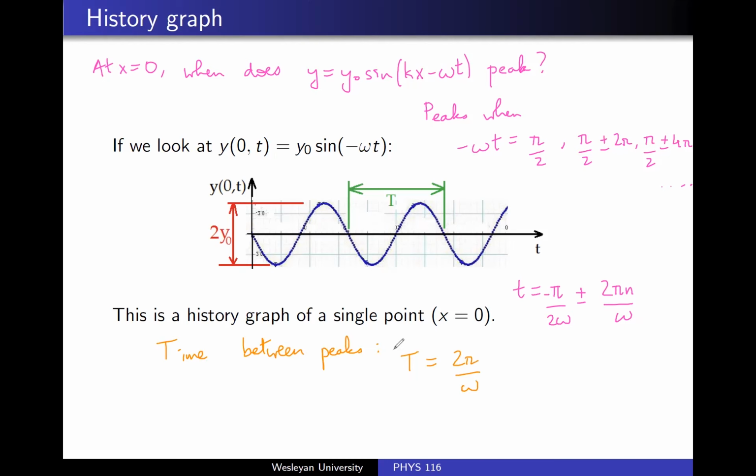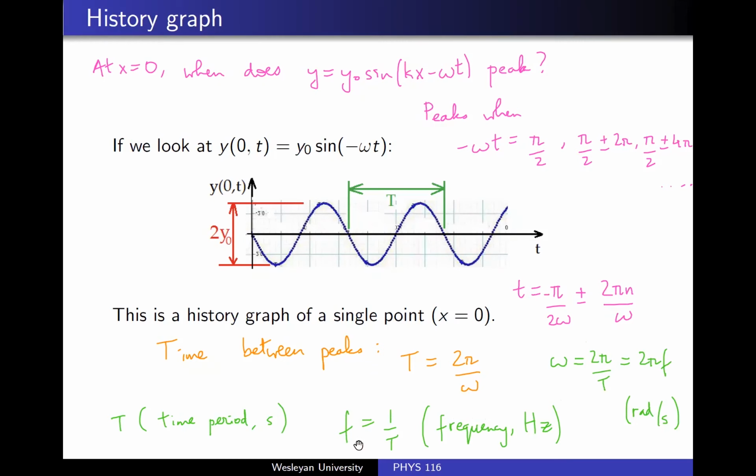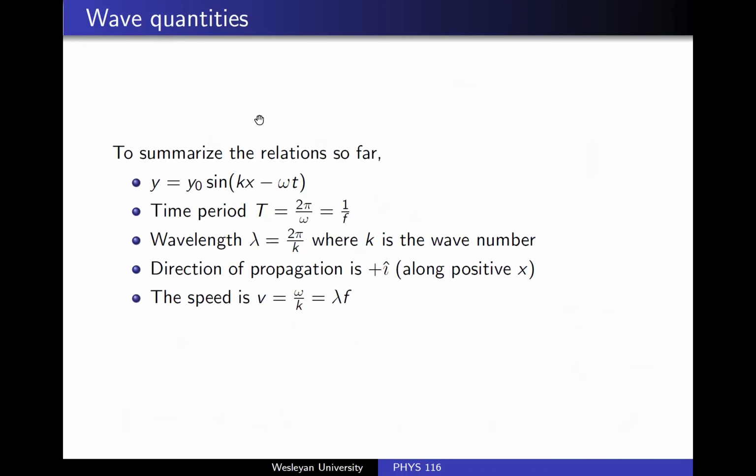The time between the peaks at a given point is given by the time period, capital T, which is 2 pi over omega, which we can see from here. T is the time period measured in seconds. f is 1 over the time period. This is the frequency, which is measured in hertz or cycles per second. And omega is the angular frequency, which is 2 pi over T or 2 pi times f, and is measured in radians per second. Summarizing what we have so far, a general form of the solution is y equals y naught sine of kx minus omega t.